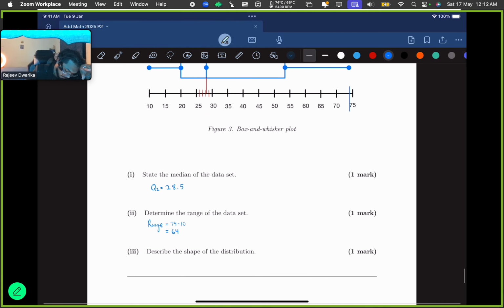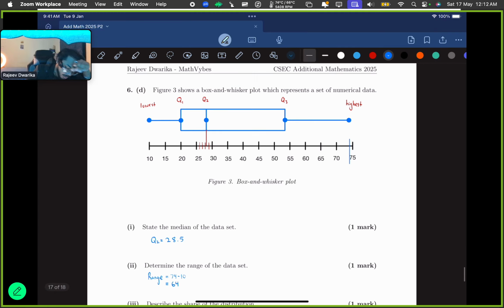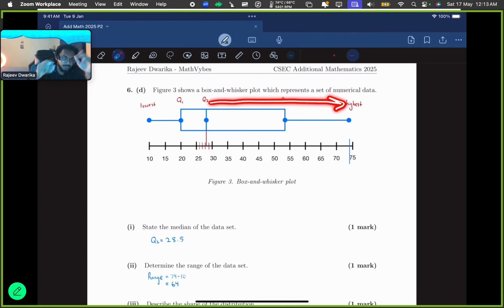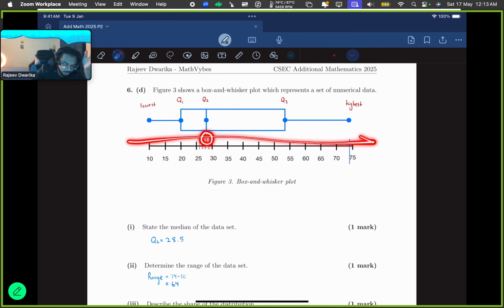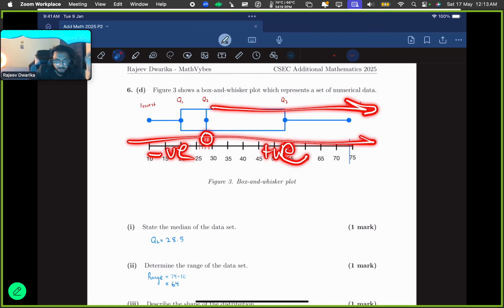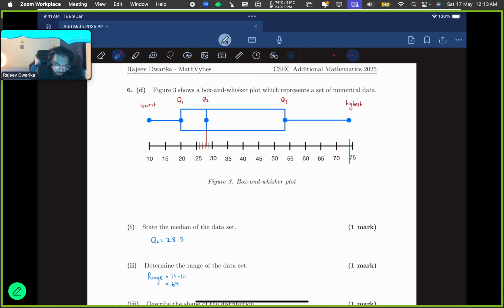Describe the shape of the distribution. So this is obviously positively skewed, because most of the data is situated after the median. Think of a number line: this could be negative and this could be positive. Most of the values are to the positive, so positively skewed.